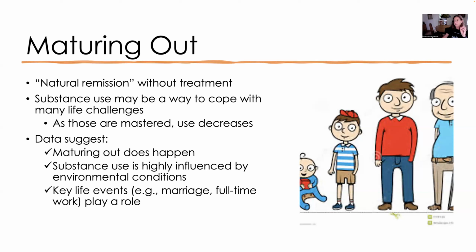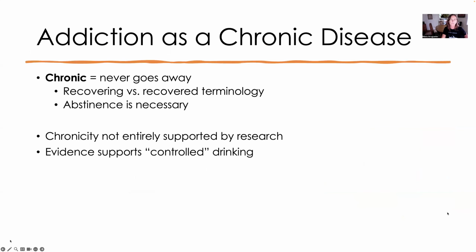And on top of that, substance use is highly influenced by environmental conditions. So being in college may be one of those environmental conditions for you if you're, for example, drinking or using marijuana. Key life events play a big role in substance use. So things like getting married, getting a partner, getting a full-time job. These may influence your substance use pattern. So again, the disease model doesn't really pay too much attention to some of that environmental stuff. And in later chapters, we'll see how that environmental stuff really does make a difference.